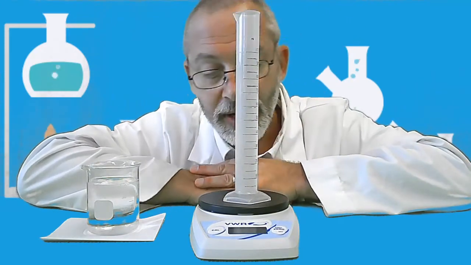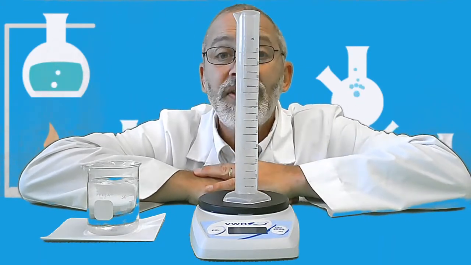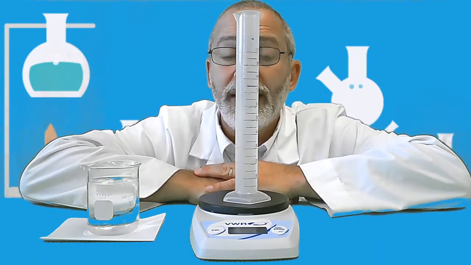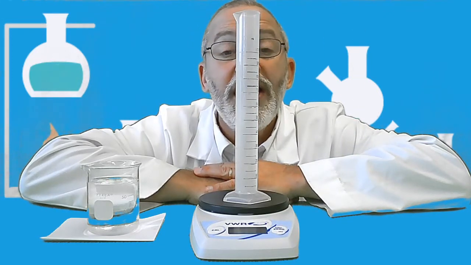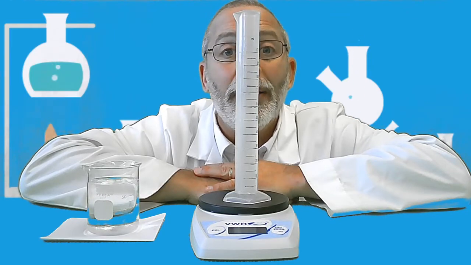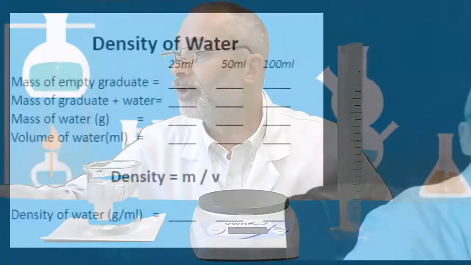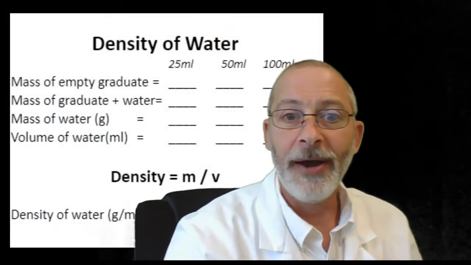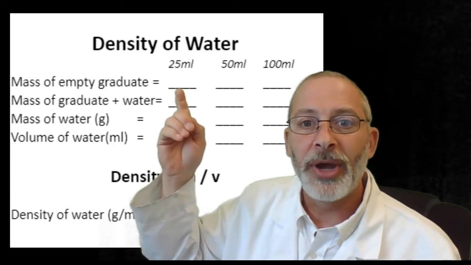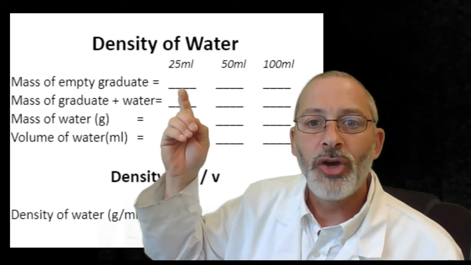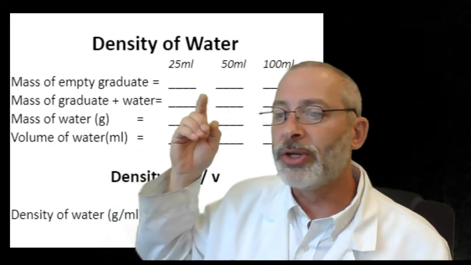And I'm going to read the number there for you. It says the mass of our graduate is 50 grams. So let's look at your data in your data table there. The mass of the empty graduate is going to be written right here: 50 grams.